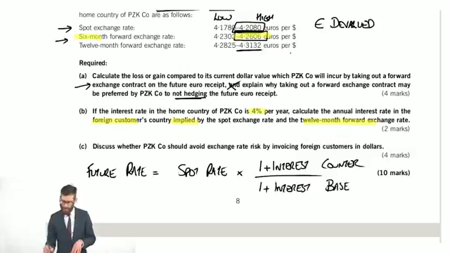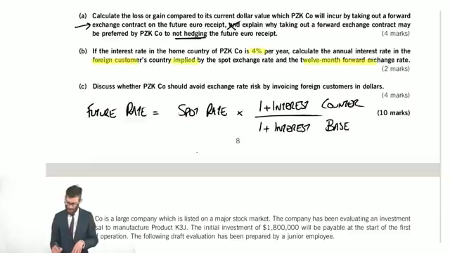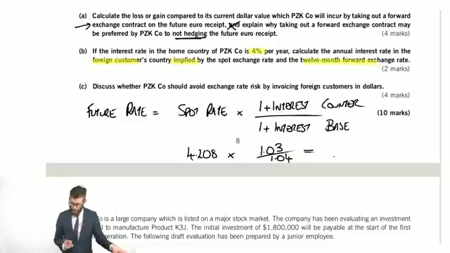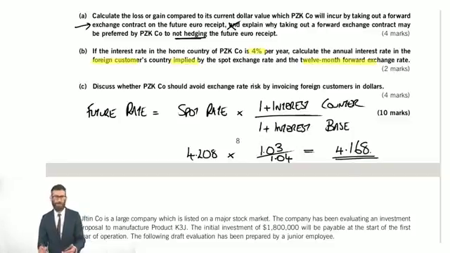Here, the base currency is the dollar, because that's the single unit. And if we took that 4.208 and multiplied it by 1.03 and divided it by 1.04, it would give us 4.168. Okay? Now, that's not what we're asked to do, but I'm just showing you how it works.